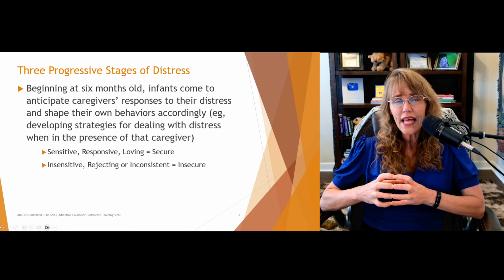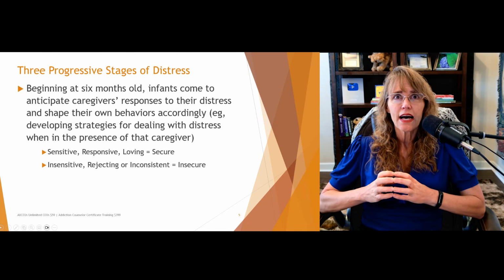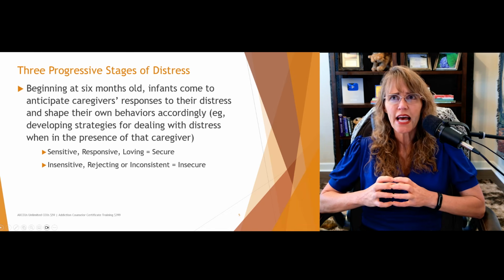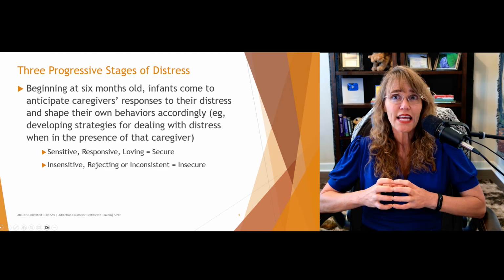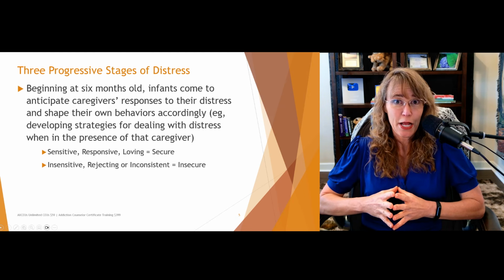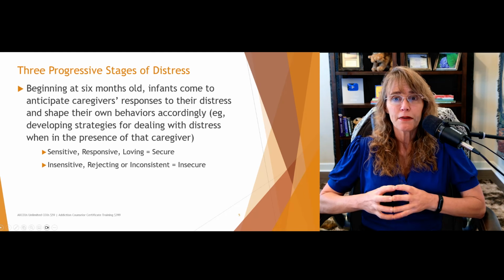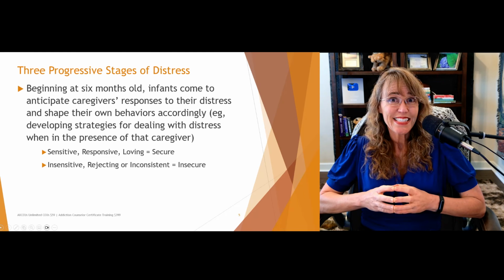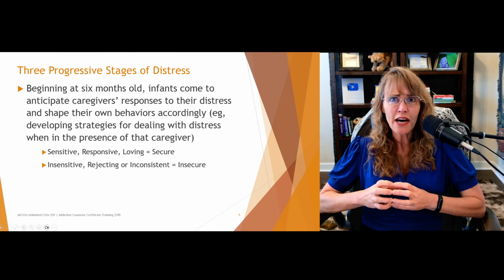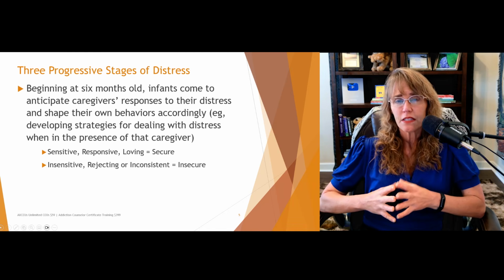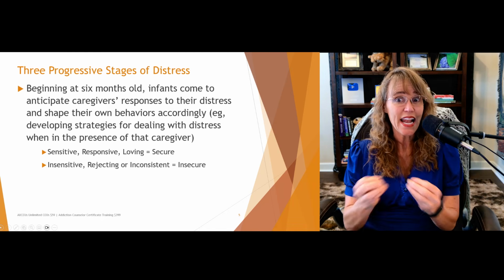On the flip side, caregivers that are insensitive, and that can mean they don't pay attention, or that they keep doing things that are painful or troublesome for the child. Maybe they don't even realize it. Maybe when they get upset and angry, they yell loudly and it scares the child, but they don't recognize, they don't see the connection.